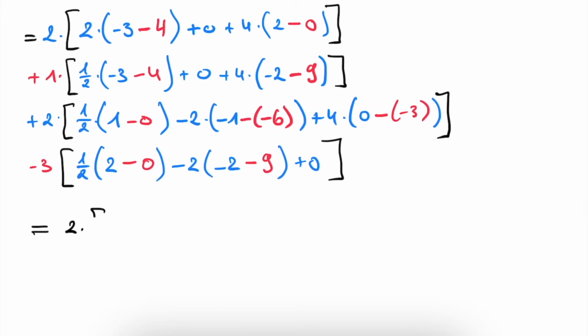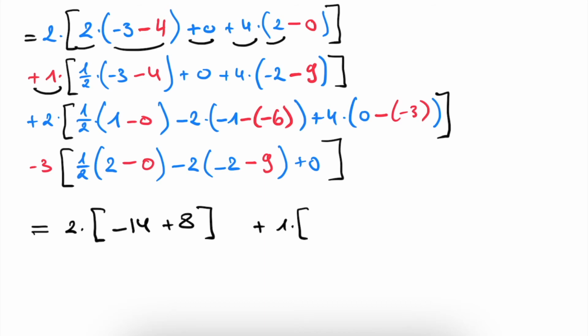So we have 2 times minus 7 is minus 14, plus 0 is 0, plus 4 times 2, which is 8, so plus 8, plus 1 times, and then we've arrived at this term, 1/2 times minus 3 minus 4 is minus 7, so we get minus 7 over 2, plus 0, which we can just drop. And then here we have 4 times minus 2 minus 9 is minus 11. So 4 times minus 11 is minus 44.